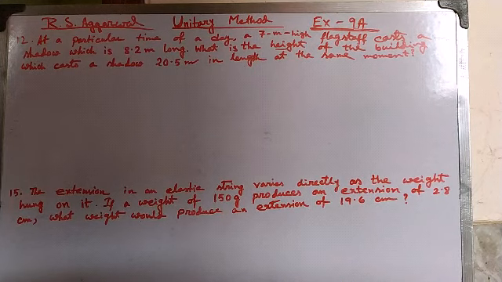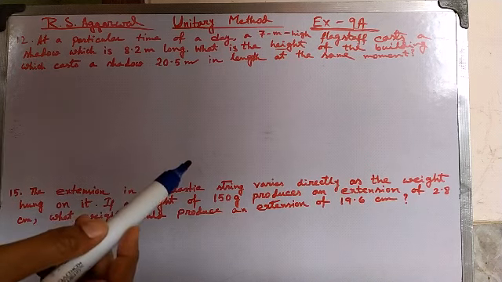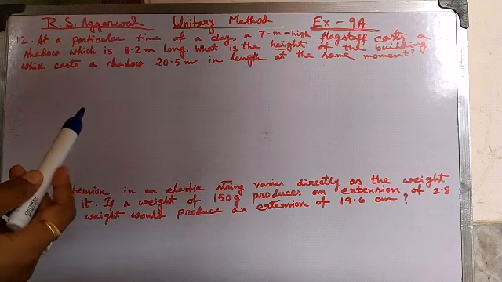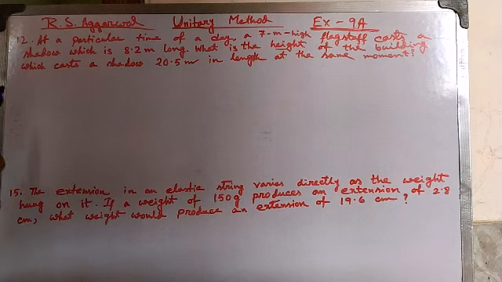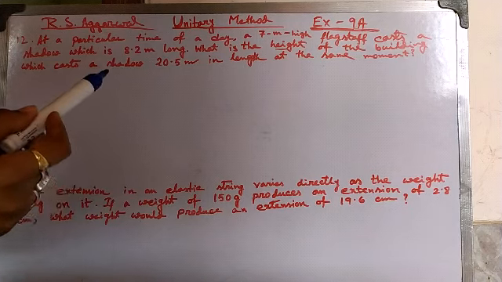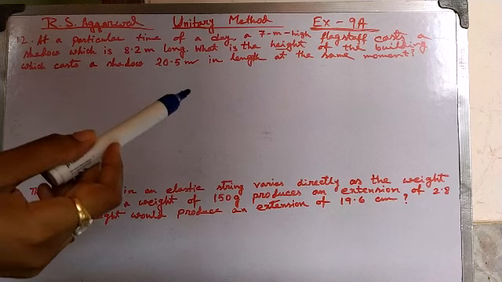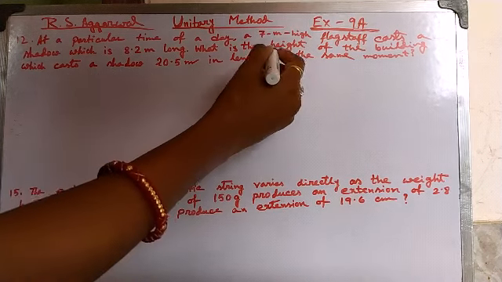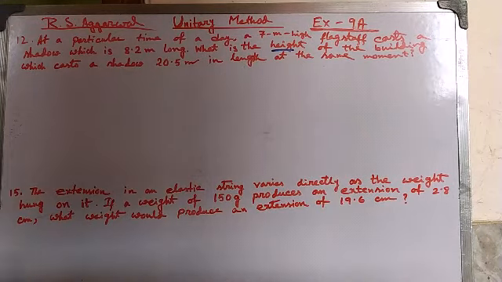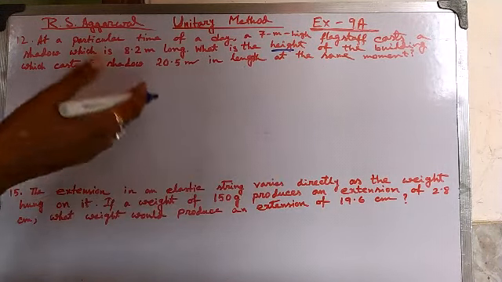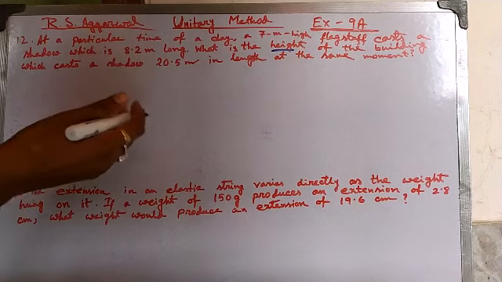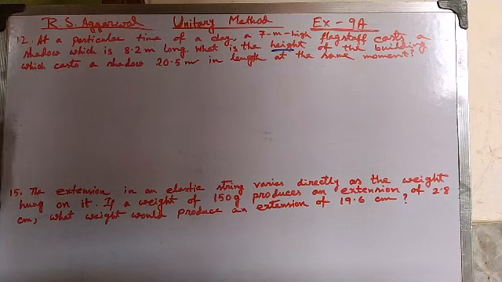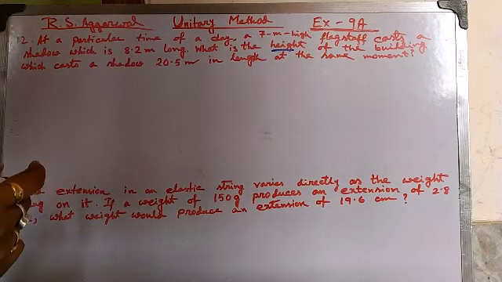Now coming to question number 12. At a particular time of a day, a 7-meter high flagstaff cast a shadow which is 8.2 meter long. What is the height of the building which cast a shadow 20.5 meter in length at the same moment? So here we have to find out the height. So height will be in the right side and length will be in the left side. So here this is the length and this is the length. So we will keep it in the left side. So let's start the sum.